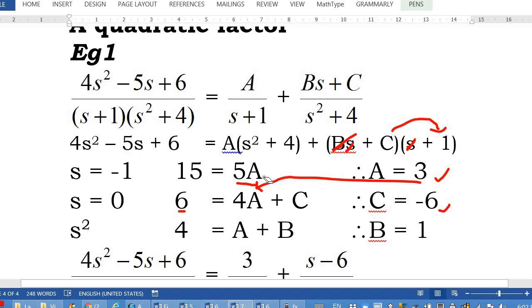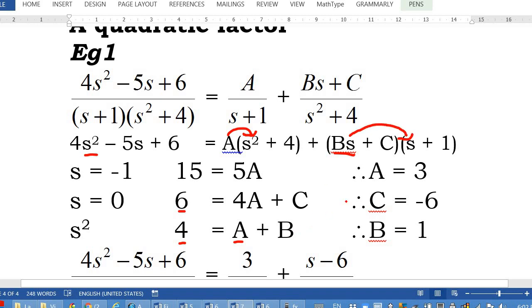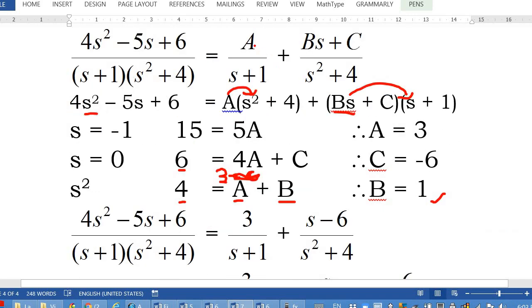Now, the highest degree term here is s squared. The coefficient on the left side is 4. Compare the s squared term: on the right side you have A times s squared, where the coefficient is A. Bs multiplied by s gives Bs squared, so the coefficient is B. You already obtained C is negative 6, and A is 3. So B will be 4 minus 3, which is equal to 1.